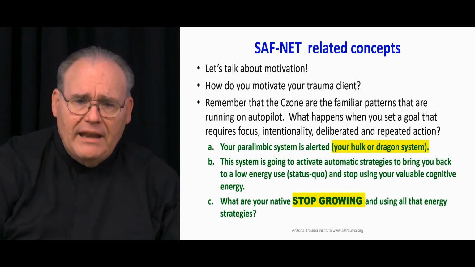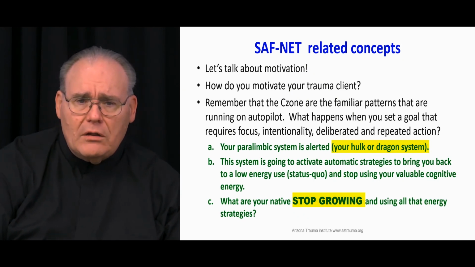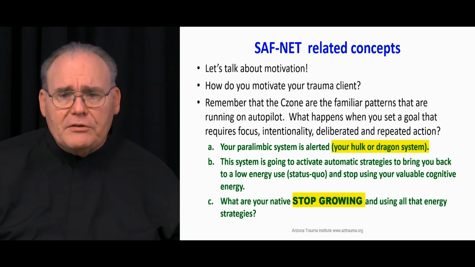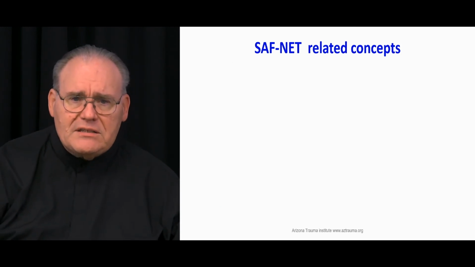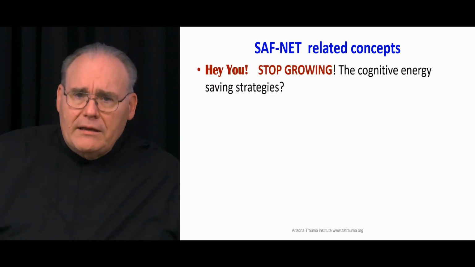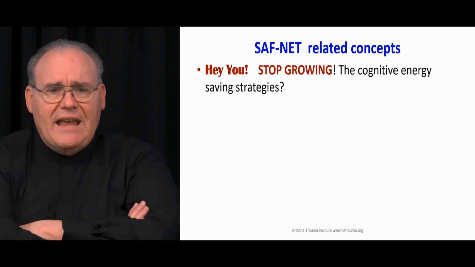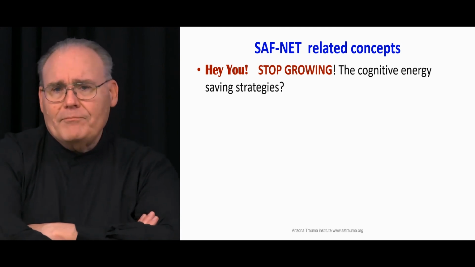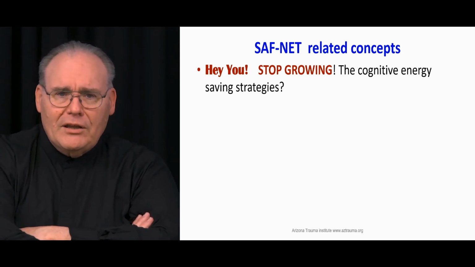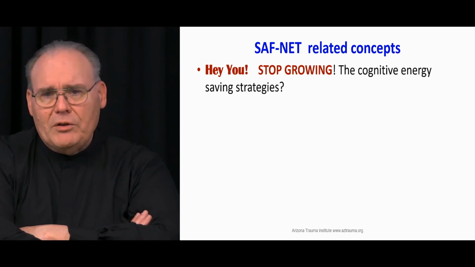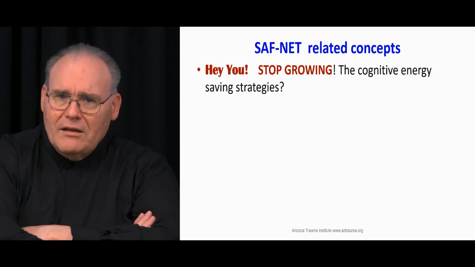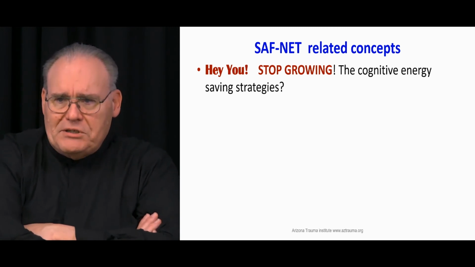And what are your native stop growing and using all your energy strategies? What are those strategies that are familiar to you? So let's look at some of those. Hey, you, stop growing. The cognitive energy saving strategies. And I'm hoping that's kind of fun for you. It's like you get this message from your dragon parts of your system. Stop growing. You're using too much darn energy.